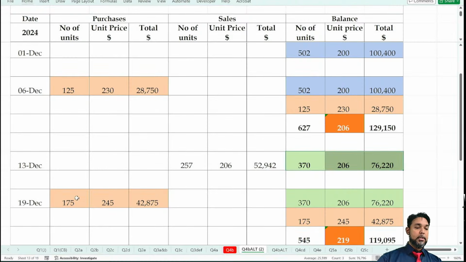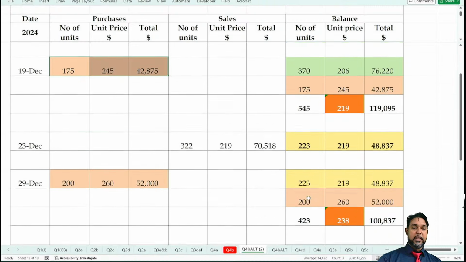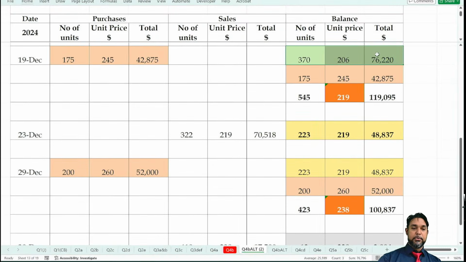Now we bought 175 more. So now we have two batches, the green batch and the new pinkish batch here. Again, you line them up: 370 at 206, 175 at 245. So now we have to recalculate the average cost. You add up your total cost, you get 119,195. You add up total number of units, you get 545. When you divide cost by number of units, you get 219, rounded to the nearest dollar.